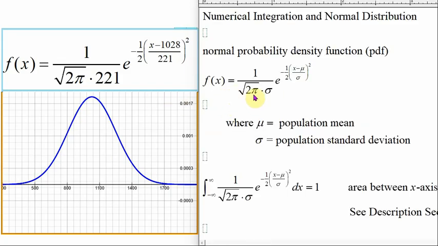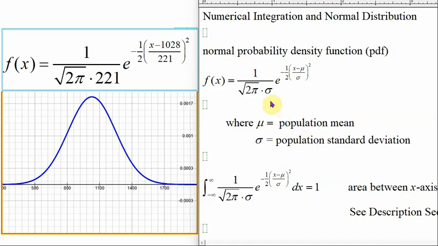A function like this one, f of x equals 1 divided by the square root of 2 pi times sigma, times e to the negative 1/2 times x minus mu divided by sigma, squared. This is called a normal probability density function, or PDF, where mu is the population mean and sigma is the population standard deviation.